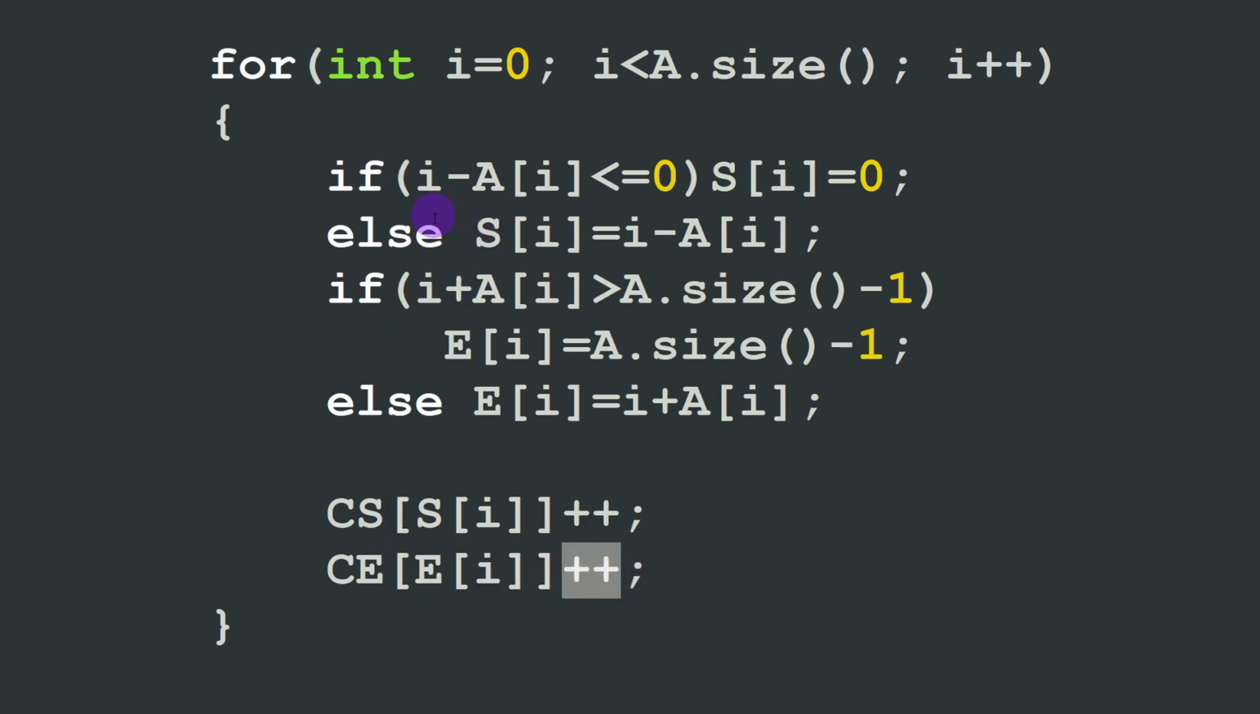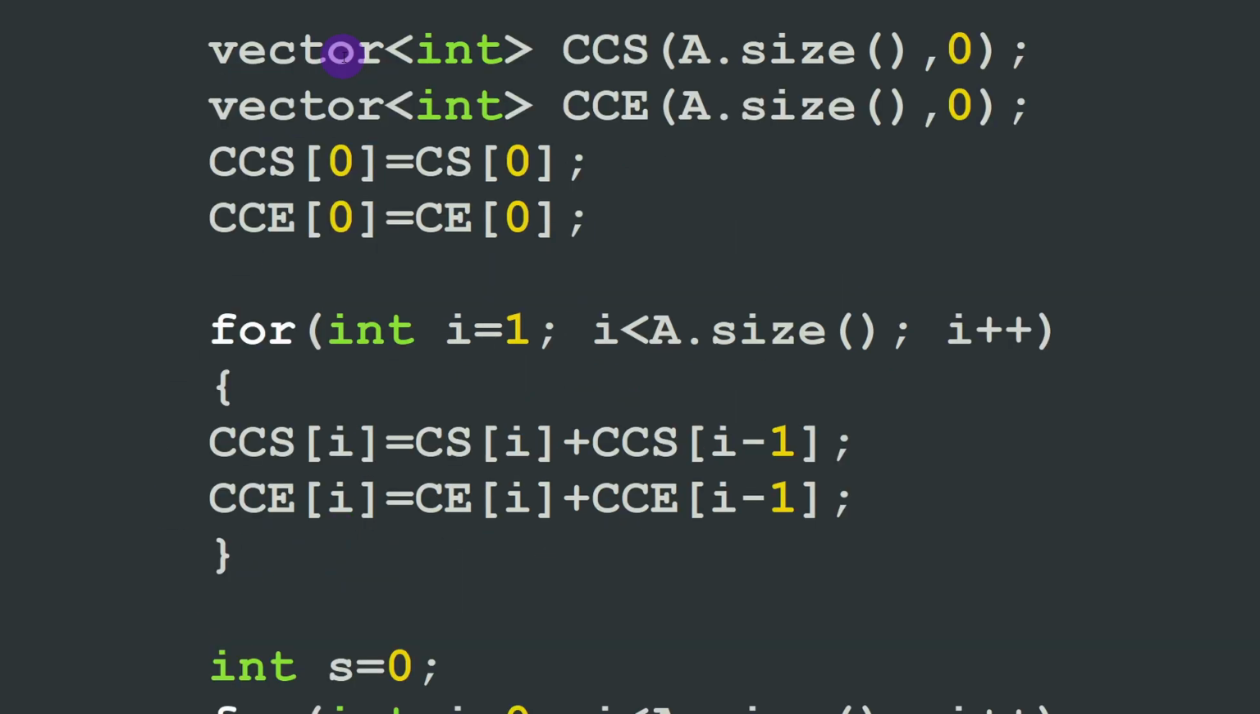So when these vectors are filled, s, e, cs, and ce, by the end of this for loop, we can define two more vectors, the CCS and the CCE, all of the same a.size and holding 0 as initial values. And the first elements, CCS0 and CCE0, are going to be equal to the first elements of CS0 and CE0. And this is basically to avoid putting I equals 0 here at the start of our iteration. And since we are using I minus 1, we would fall out of the boundaries of our vectors.